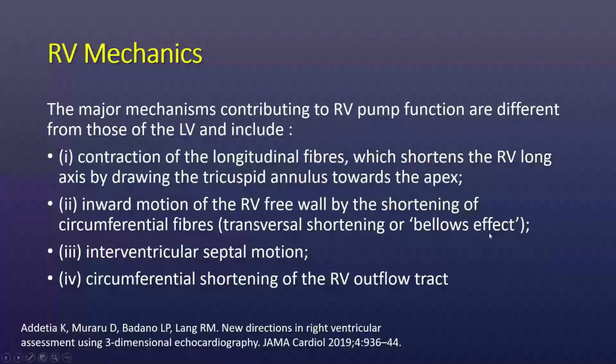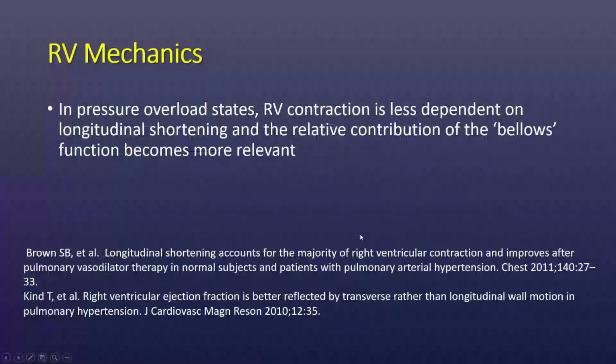And then it's important the interventricular septal motion in the RV mechanics. So not to consider the septum in the strain evaluation of the right ventricle, I'm not entirely sure this is the right way. Also because the so-called bellows effect is extremely important. In pressure overload states, RV contraction is less dependent on the longitudinal shortening, and the relative contribution of the bellows function becomes even more relevant.